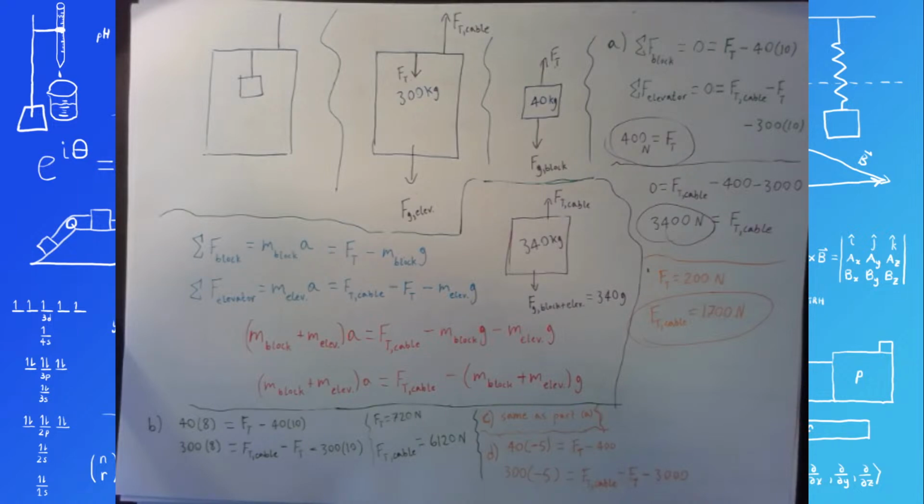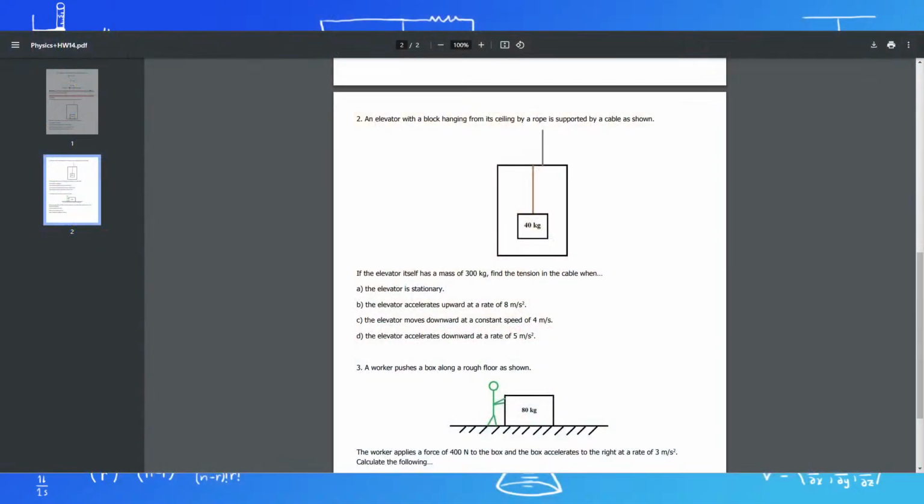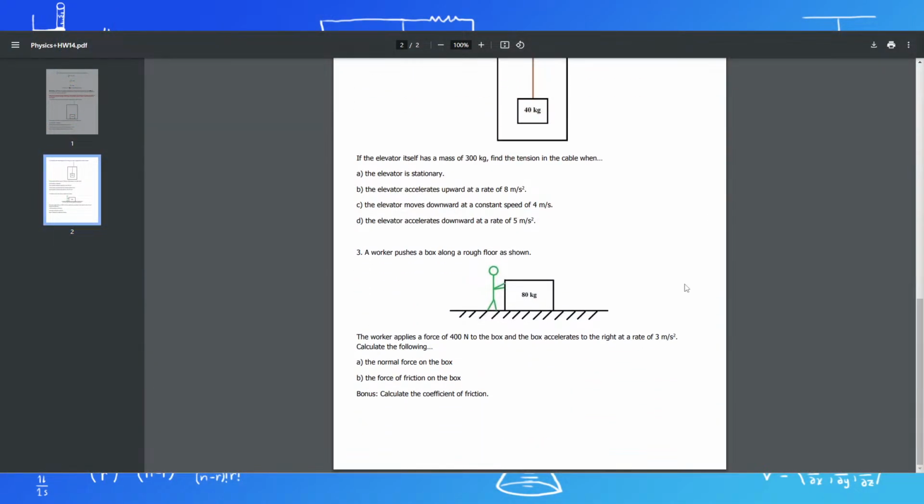And there we go. That takes care of problem 2 from that set. Now then, the next problem requires us to introduce the concept of friction. We need to go over how friction is calculated.